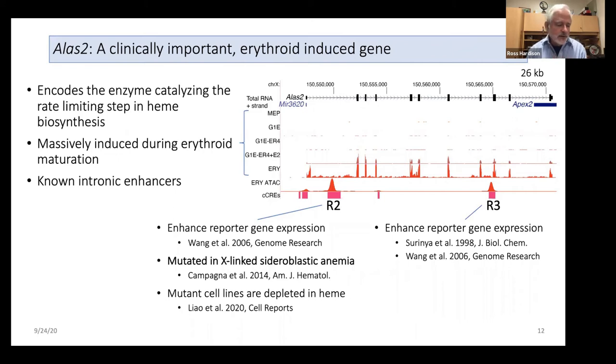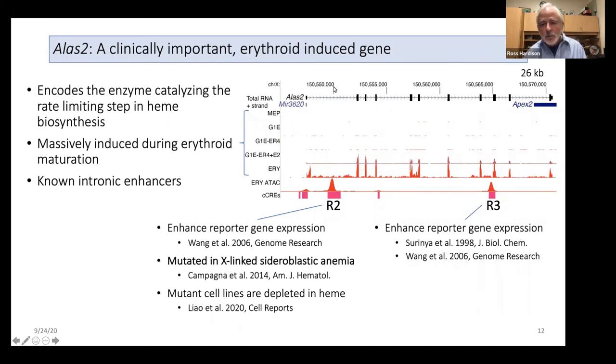Let me just show you one example, one of the genes that we like to focus on. ALAS2 is a clinically important erythroid-induced gene. It encodes the enzyme that catalyzes the rate-limiting step in heme biosynthesis. Erythroid cells need to make lots of heme to bind up with lots of globin to make lots of hemoglobin and be a nice red blood cell. You can see from the RNA-seq results across this differentiation and maturation series, you go from almost no RNA-seq signal to a really, really high signal.